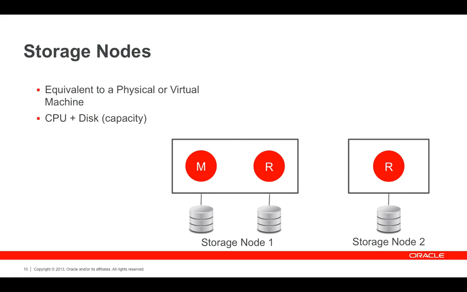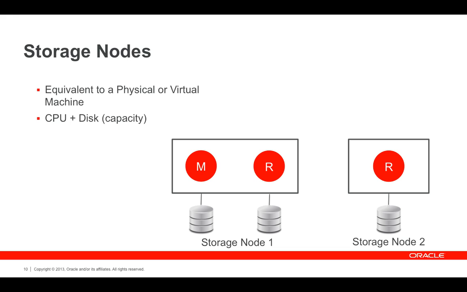Now the next term is storage node. Storage node is equivalent to a physical or virtual machine. And in a production environment, this will usually be a physical machine with a CPU and disk. The number of disks can be specified in a parameter we call capacity.